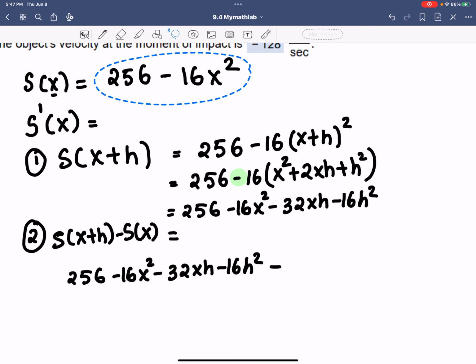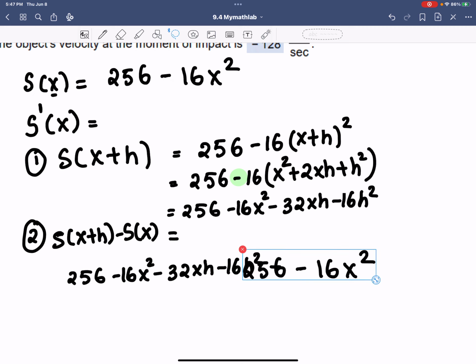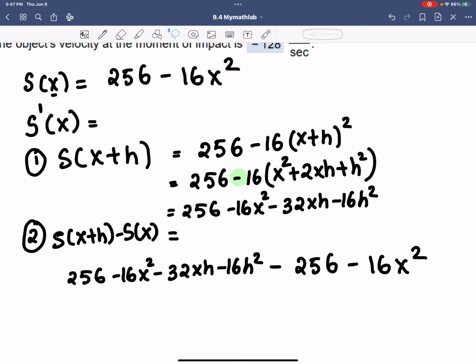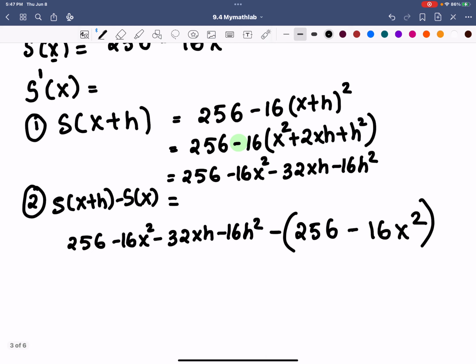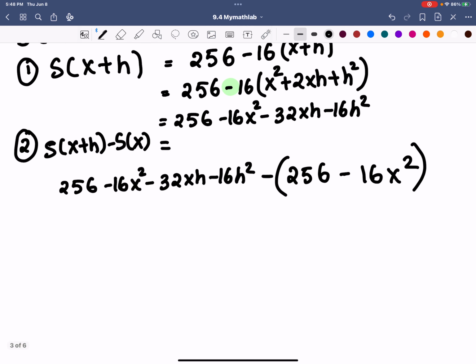I'm going to copy this because I can. Oh my God, it's not letting me copy. Why? And I'm going to paste it right here. And remember what I told you, every time you paste it, you have to put that in parentheses so you're not messing up the signs. So now I'm going to distribute the sign and rewrite it.